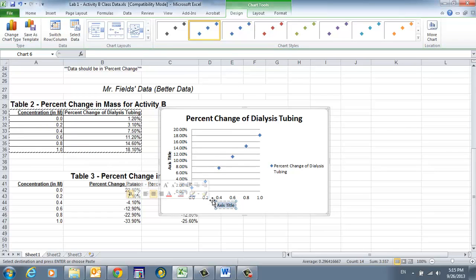And then the axis title, of course, would be concentration in molarity. And you could say of sucrose, I guess, add as much as you want to or need to as you believe. The axis title over here would be percent change.